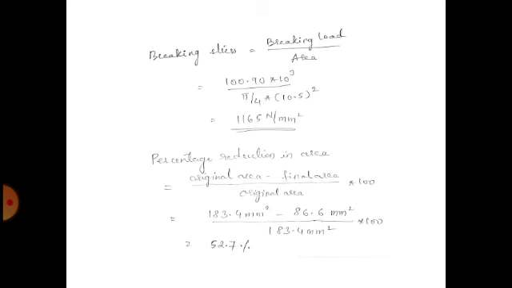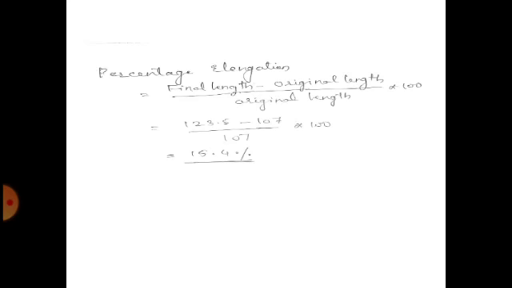Next, percentage elongation is equal to final length minus original length divided by original length into 100. Final length measured is 123.5 minus 107 divided by 107 into 100, that will come 15.4%, that is percentage elongation.